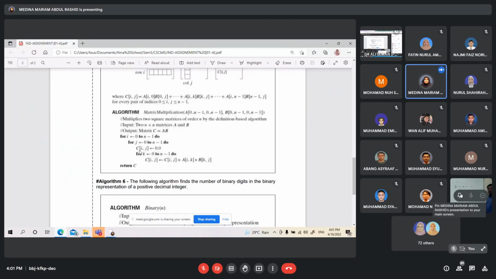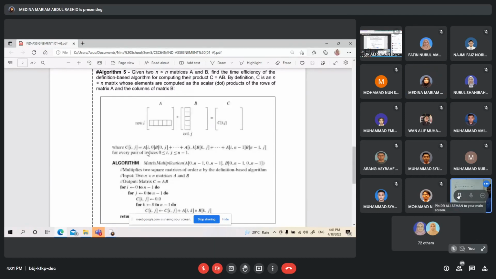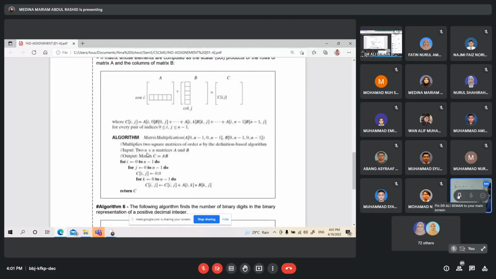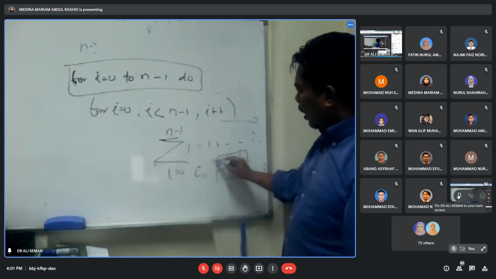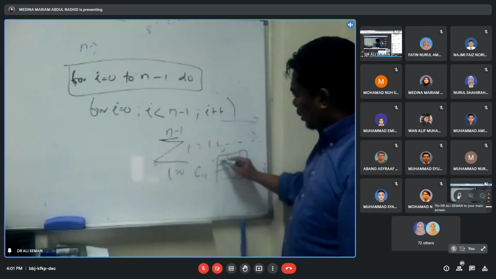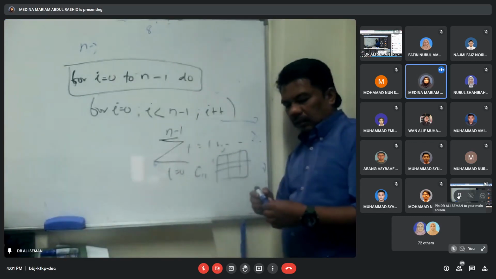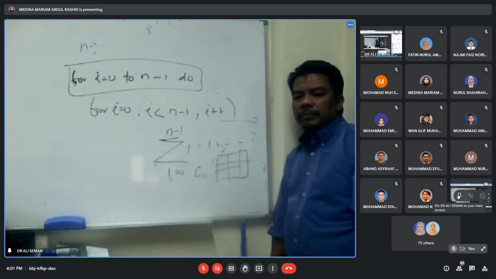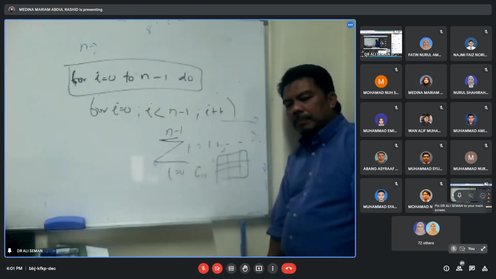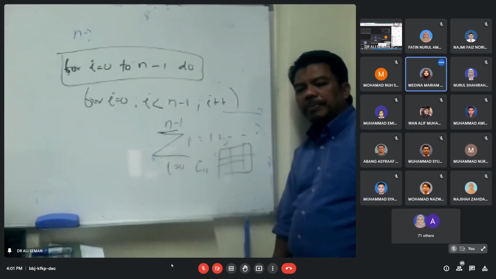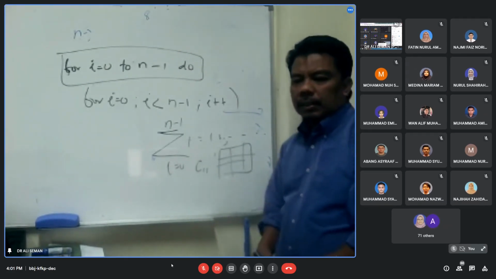Ni apa sir yang CI, J ni? Oh, CI, J kan kat atas lagi. Itu kan metrik. Metrik tahu tak metrik? Kan C ni metrik kan? Metrik matriks kan? IJ kan? Ni kali ni kan? Kita tengok metrik multiplication. Okay. Ada lain? Tak ada? Ada lagi?